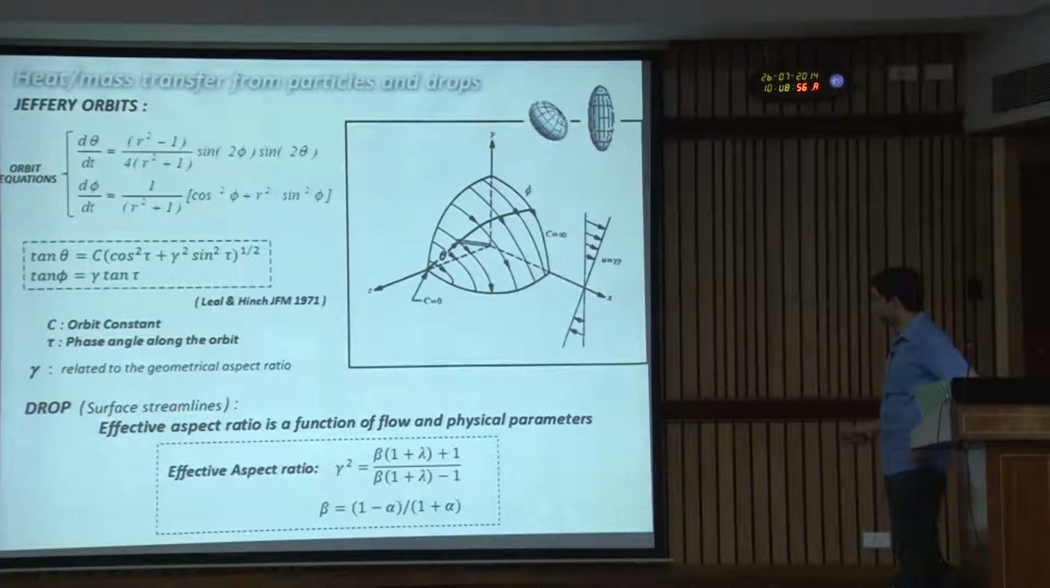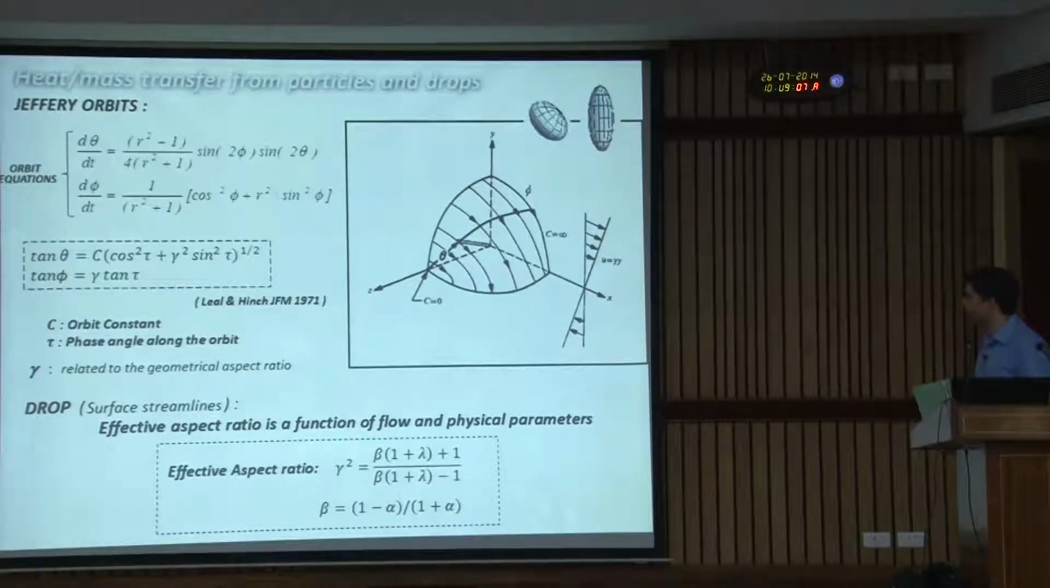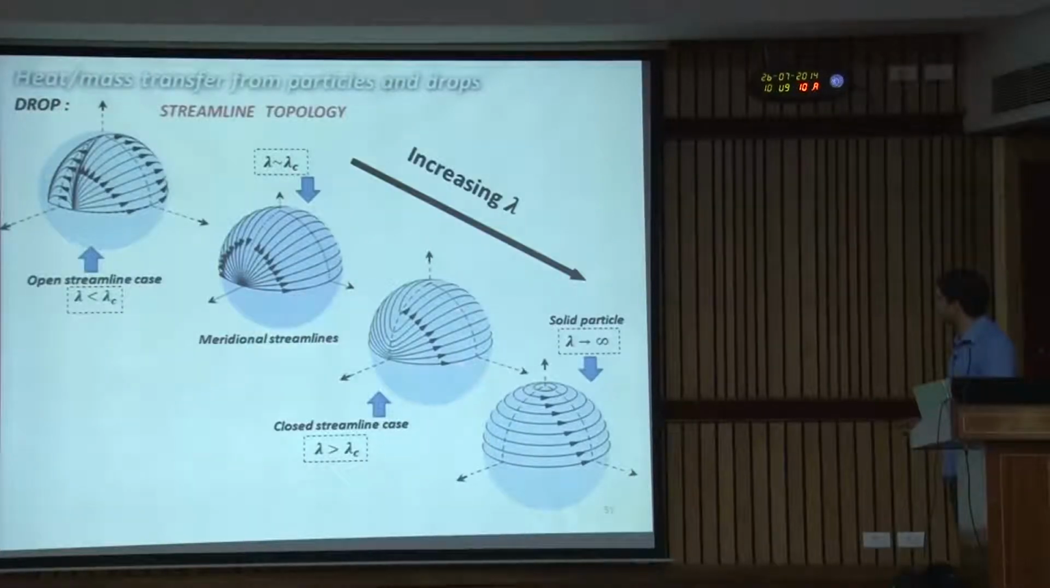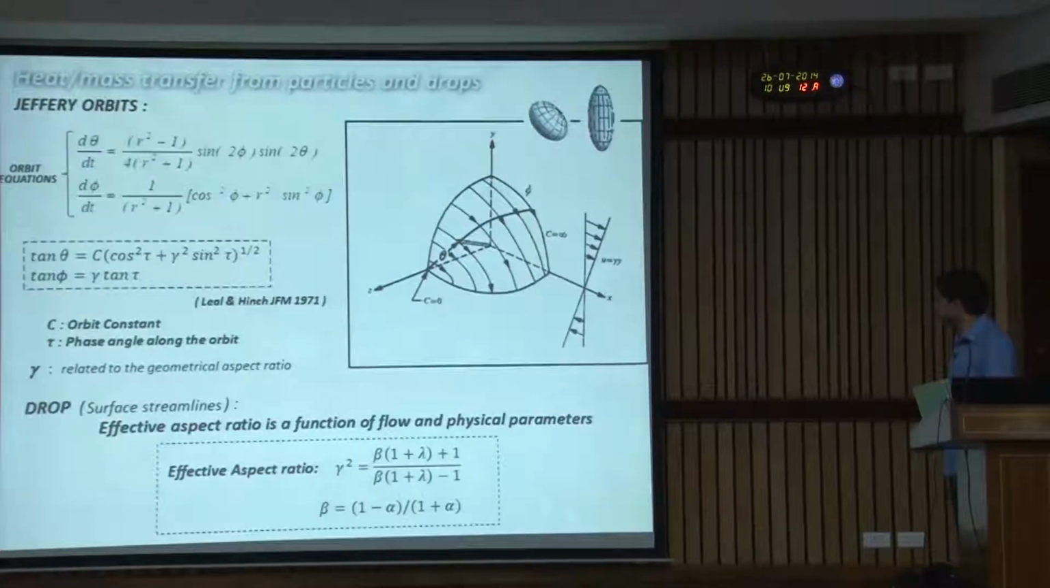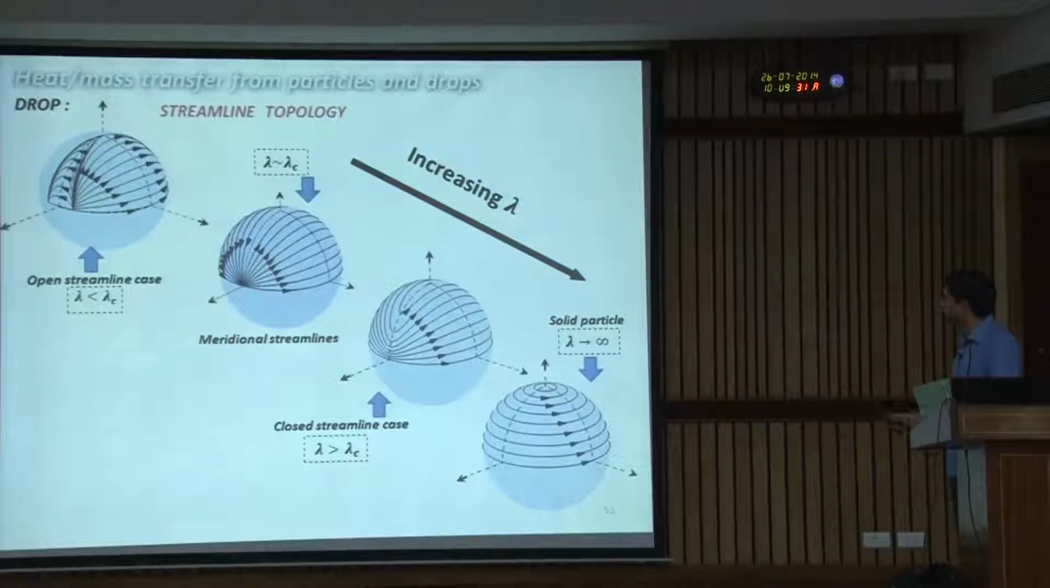Now, like I said, for an actual axisymmetric particle, the parameter gamma is related to the geometrical aspect ratio. It is related to the geometry, but for a drop, remember we saw these closed surface streamlines. It cannot be related to the geometrical aspect ratio because remember the drop is a sphere. It is actually a function of both the flow, where beta is a function of the flow, and the viscosity ratio. So, this is the effective aspect ratio that tells you the shape of these streamlines.